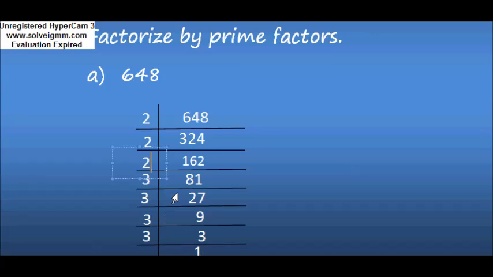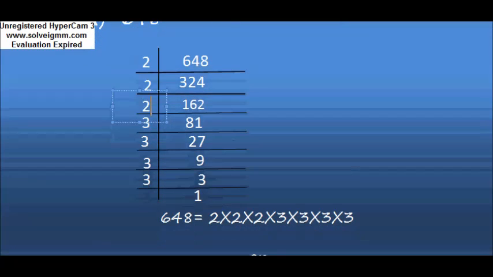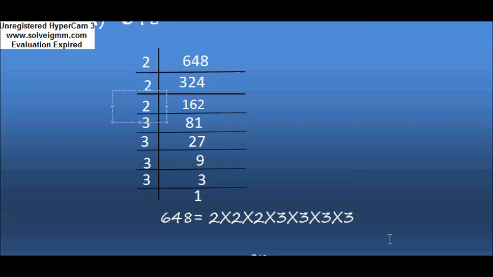You can note this important point that here we are taking all the prime numbers only. In the prime factorization, you will take only the prime numbers. You can't take even numbers, you can't take odd numbers. So 648 can be written in this form: 2 into 2 into 2 into 3 into 3 into 3 into 3. This is called prime factorization.